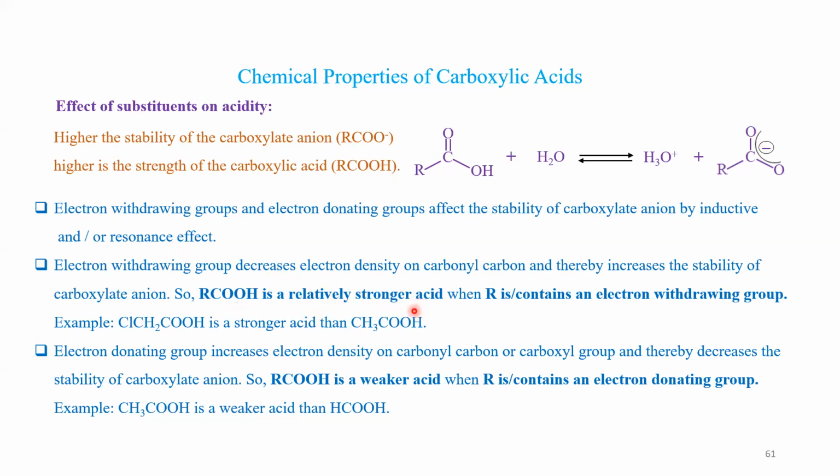So RCOOH is a stronger acid if it contains an electron withdrawing group. For example, ClCH2COOH is a stronger acid than CH3COOH. RCOOH is a weaker acid when R contains an electron donating group. So, for example, CH3COOH is a weaker acid than HCOOH. HCOOH is the simplest carboxylic acid, and the next homologue is CH3COOH, which has one alkyl group extra. Alkyl group is an electron donating group. So CH3COOH is a weaker acid.